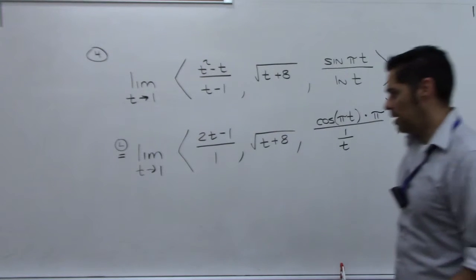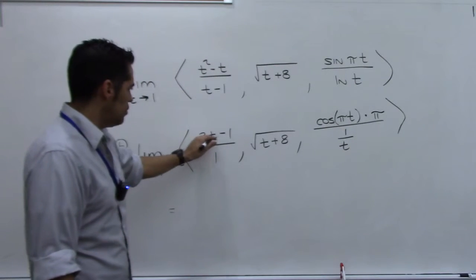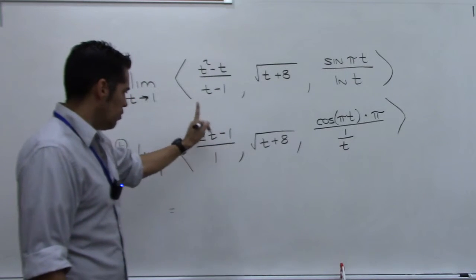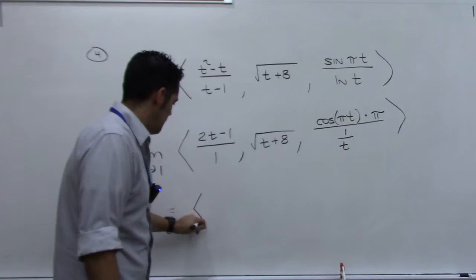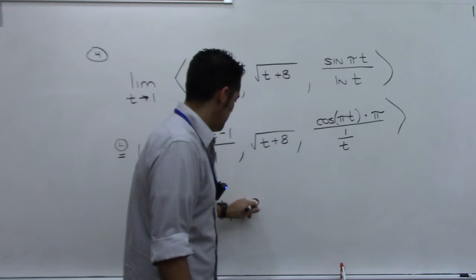So now let's plug in 1 and let's see what we get. So 1 here, I get 2 minus 1. That's going to be 1 on top. 1 over 1 is 1. So I get the vector 1. We already said this would be 9. Square root of 9 is 3.